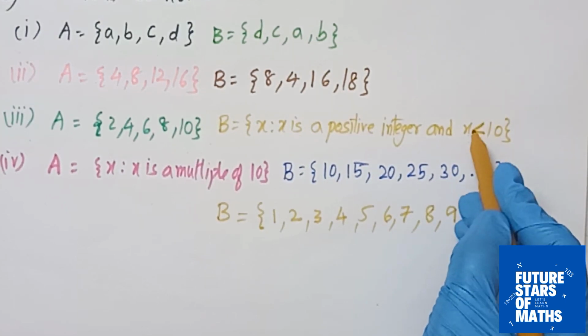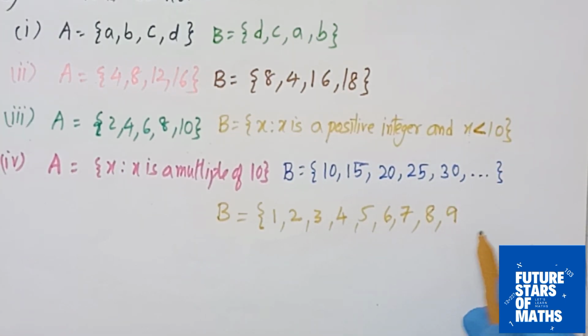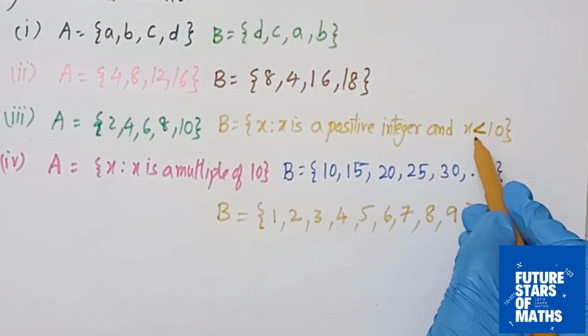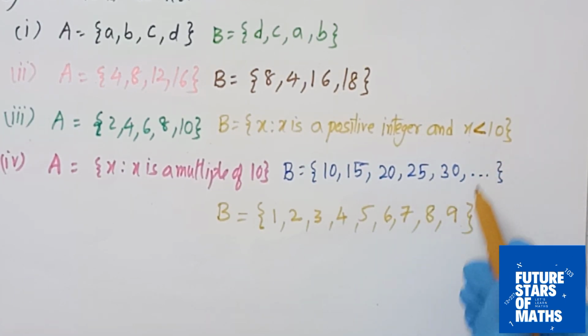This sign is for less than. So below 10, all the elements we have to write. If equal to would be given, then we should write 10 here. But here no equal to is given. Less than 10 is given. So till 9 only we have to write.